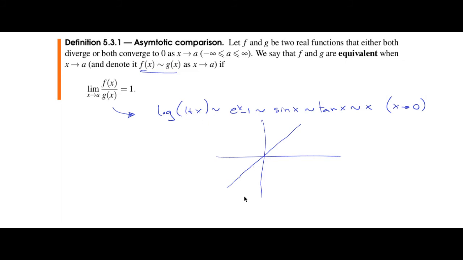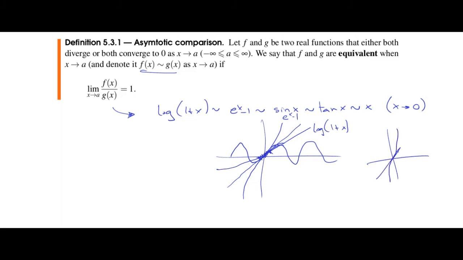So the logarithm looks like this, very close to 0. This is the logarithm of 1 plus x. The exponential looks like this, e to the x minus 1, and this is understandable because these two are inverse functions. The sine of x looks like this, and around 0 it looks very similar to the line. All these functions look very similar to the line. The tangent does something like this around 0.